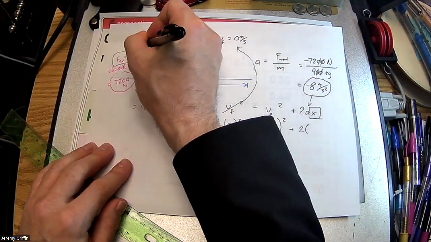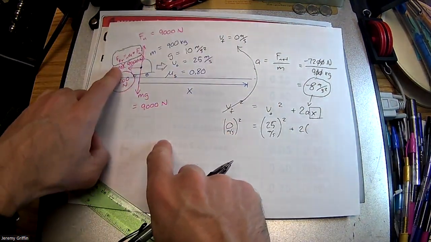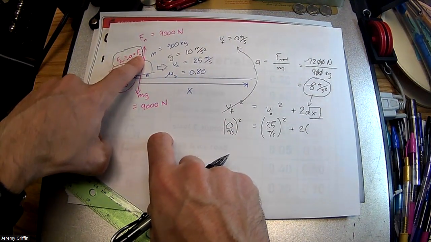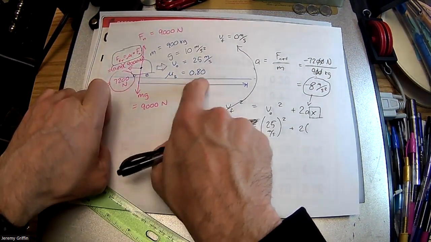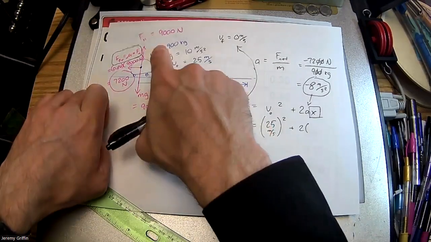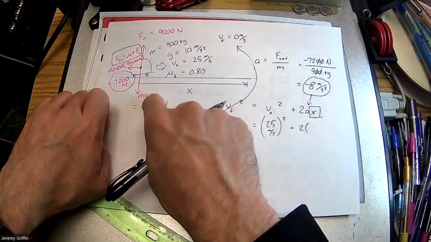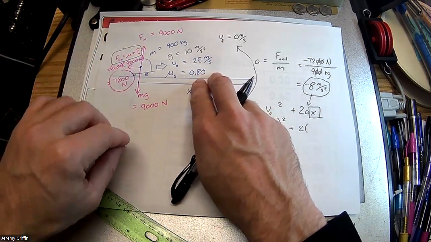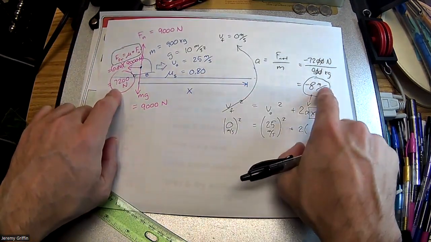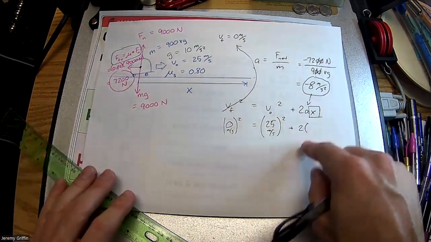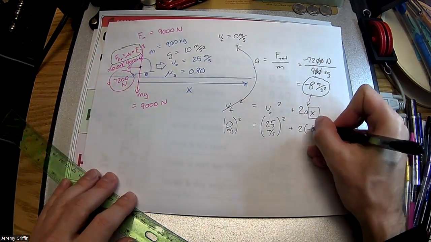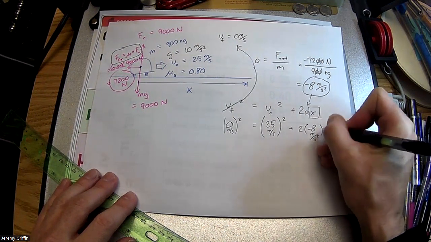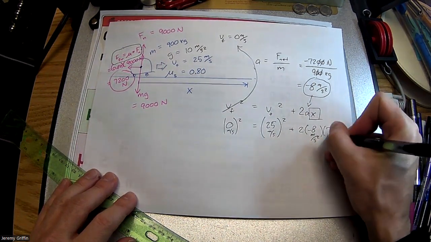So the question is, where does the 7,200 newtons friction force come from? Friction force is coefficient of friction times normal force. If I take full advantage of the coefficient of friction, times the normal force, which matches the weight of the car, 80% of 9,000 tells me 7,200 newtons. And then I got negative 8 meters per second squared, and I got this braking distance I'm solving for.